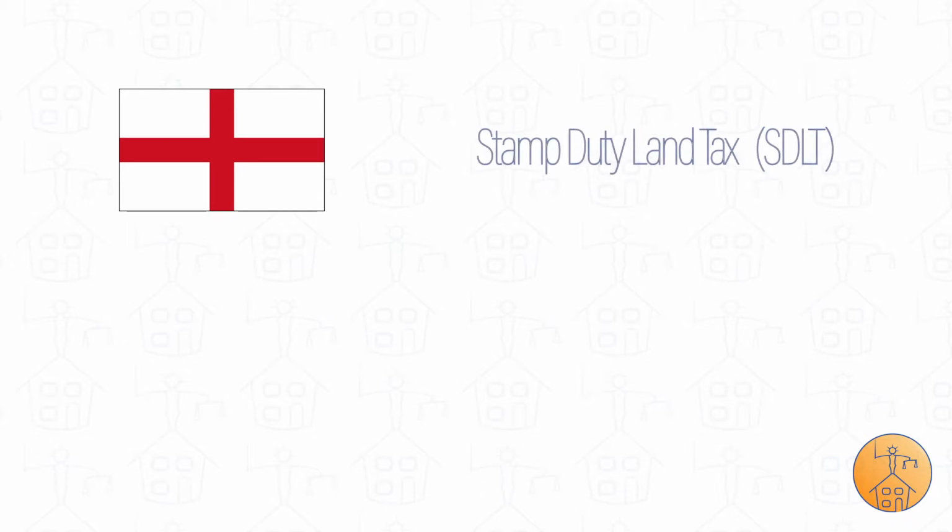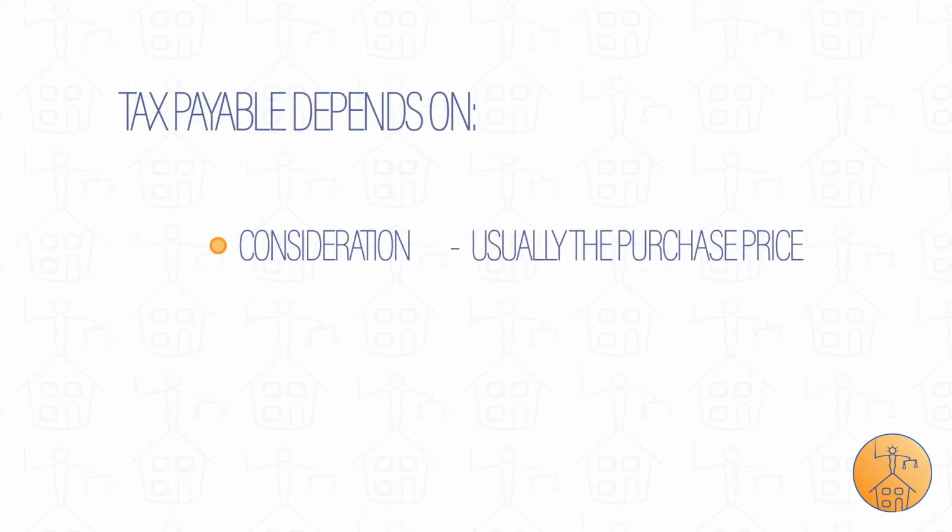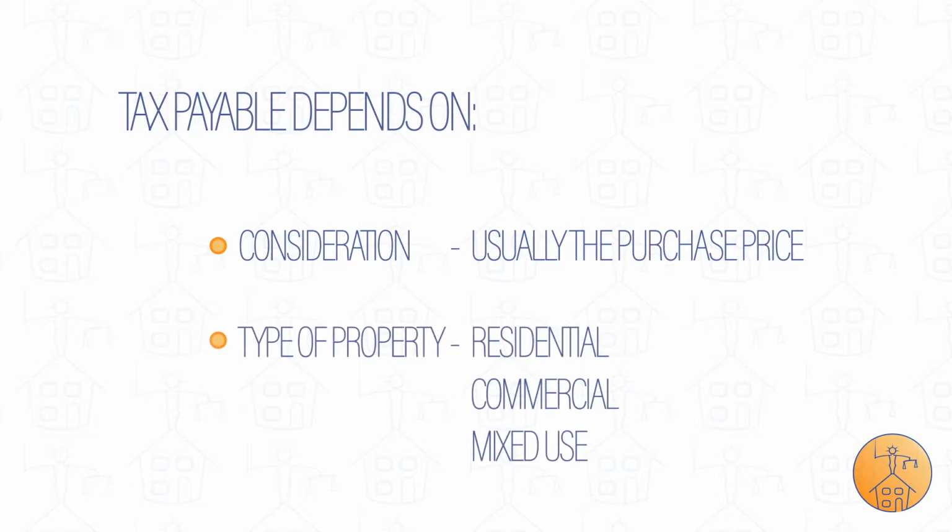In England, the tax levied is called Stamp Duty Land Tax, or SDLT, and the same system is adopted in Northern Ireland. In Wales, it's called Land Transaction Tax, or LTT for short. The tax payable depends on the consideration, and this is usually the price you pay for the property and the type of property. Residential properties incur different stamp duty compared to a commercial or mixed-use property.